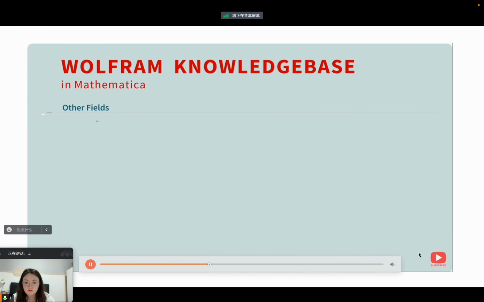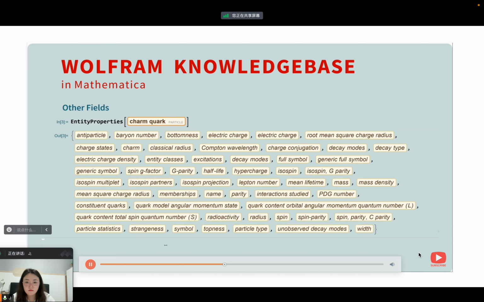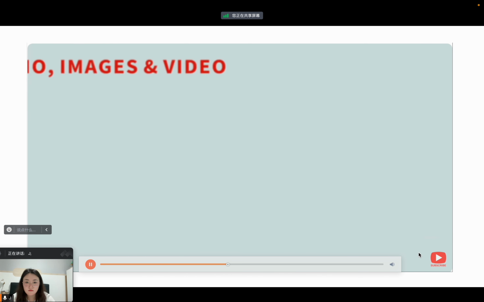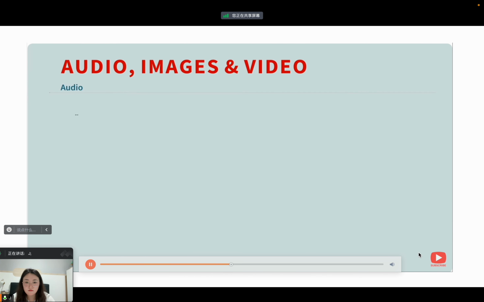The Wolfram knowledge base is vast and growing. There's financial data, geographic data, particle physics, and much more. Mathematica can also import all types of media, including audio, images, and video.